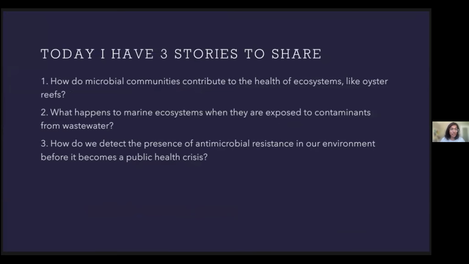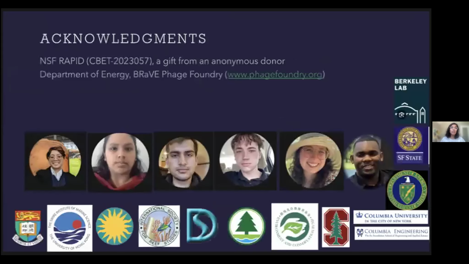How can we detect the presence of antimicrobial resistance in our environment before it becomes a public health crisis? Now, again, I'd like to acknowledge all my students, several of whom participated. I'm just going to mention their names as we go from left to right: Ben, Gabby, Jeff, Michael, Kate, and Michael. There are several others whose photos you don't see. I'm really, really grateful for a wonderful lab that I'm blessed with here at SF State. But I also want to acknowledge the supporters, our collaborators, and funding agencies.